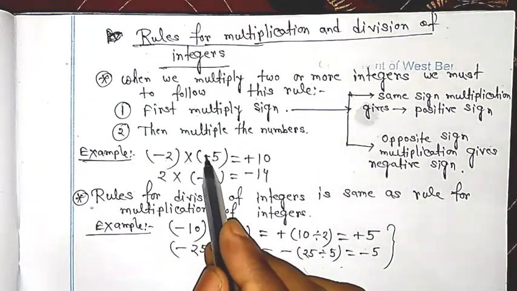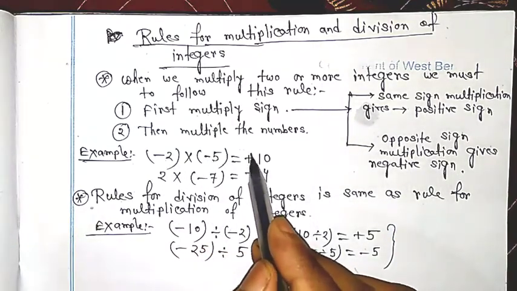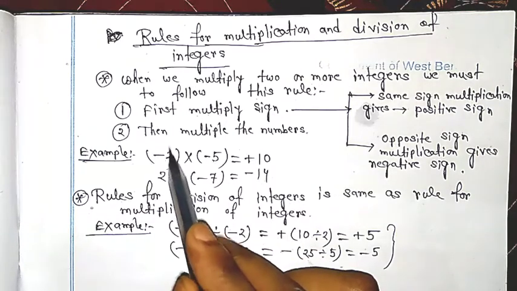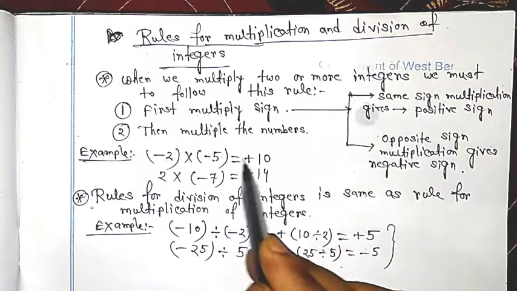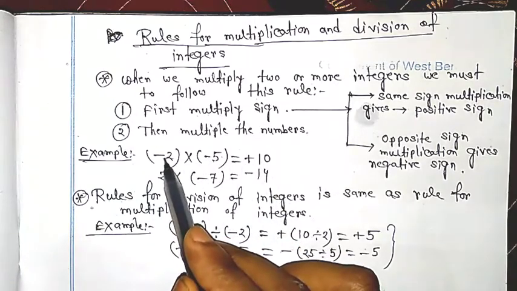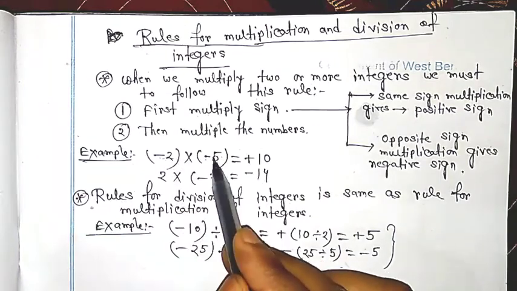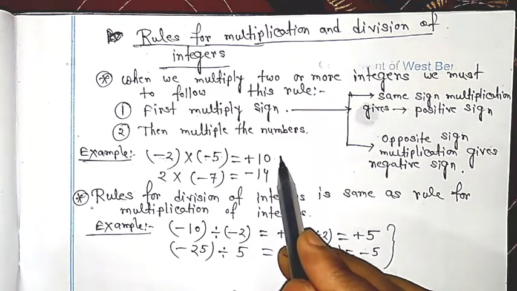So minus minus, same sign, gives a resultant sign that is positive, that means plus. Then we multiply the numbers, 2 into 5 is 10. So first we multiply the signs. Here minus and minus gives plus, and 2 into 5 gives 10.